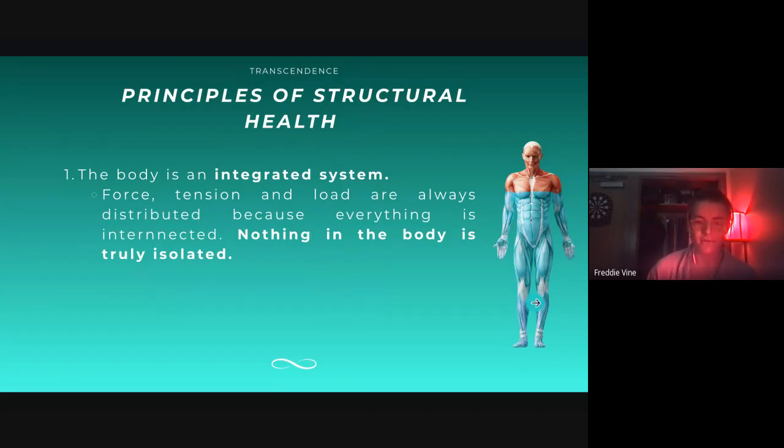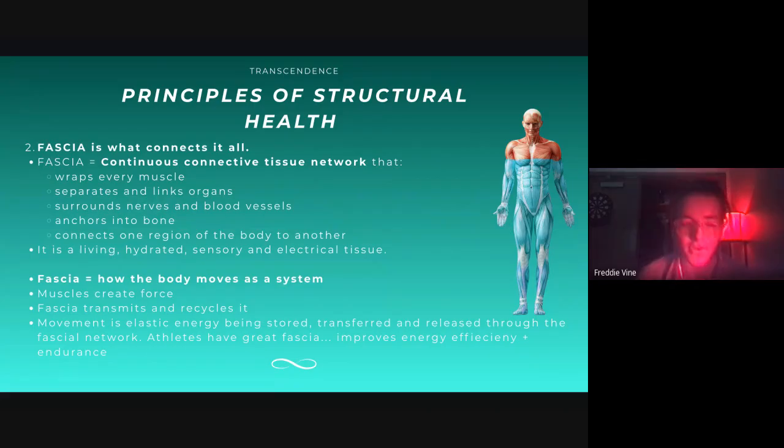Next, we have the fascia. I'm not sure if you guys are familiar with this, but a lot of today's focus is going to be on this part of the body. As I said, your body's an interconnected system. What's facilitating that is a tissue in your body called the fascia. The fascia is a continuous connective tissue network, and it makes up something like 10 to 20% of your body weight, so it's very sizable, and it wraps literally every muscle within you. It's linking organs and separating them. It's surrounding all of your nerves and blood vessels. It's anchoring bones together.